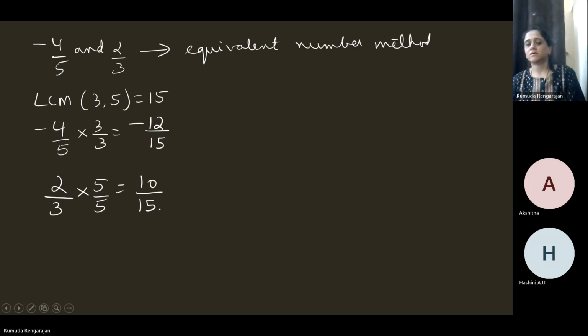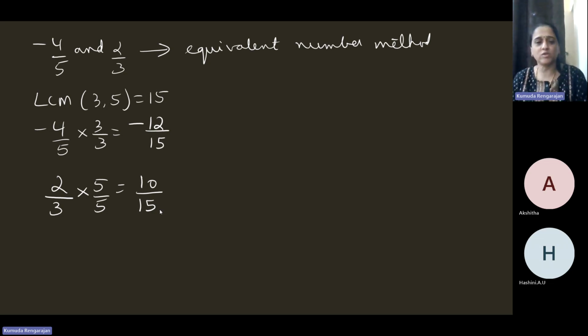Okay. This is the equivalent number method. The LCM of the denominators is 15. You know this procedure. This one is not new to you. Write both the rational numbers with the denominator 15. Find the LCM of the denominators and write both the rational numbers with denominator 15 like this.